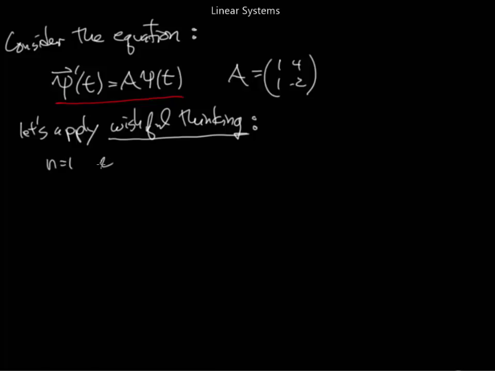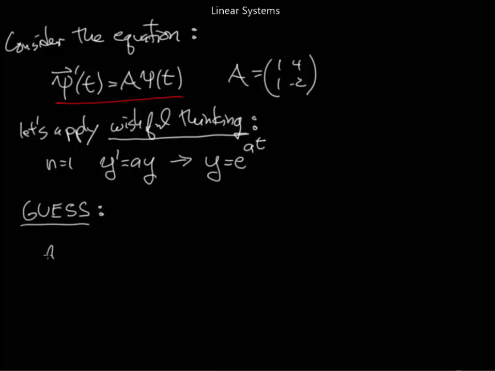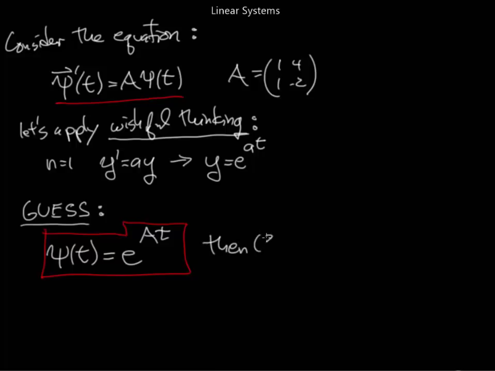When n is equal to 1, this is just the equation y prime is equal to ay, and the solution is y is equal to e to the at. That's easy. So the wishful thinking is the following guess. Maybe the solution to this matrix equation is psi of t is equal to e to the At, where A is now a matrix, and this gives you a matrix-valued function of t. This is, as I said, wishful thinking. It's not clear what this means exactly.